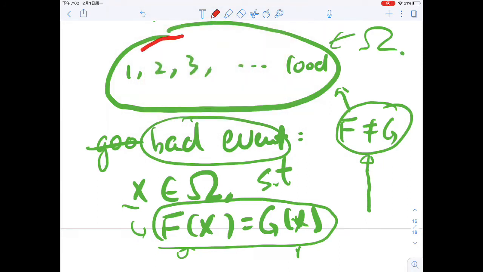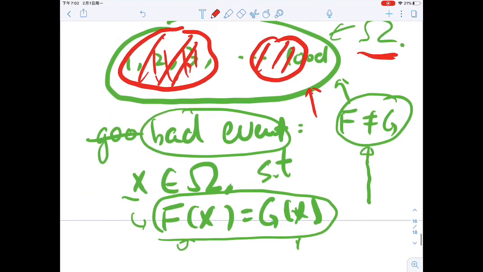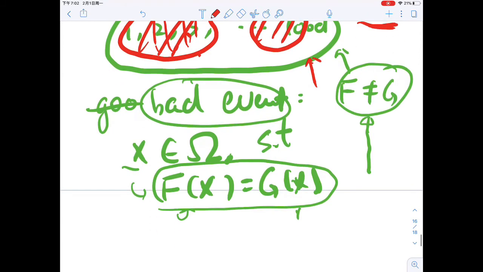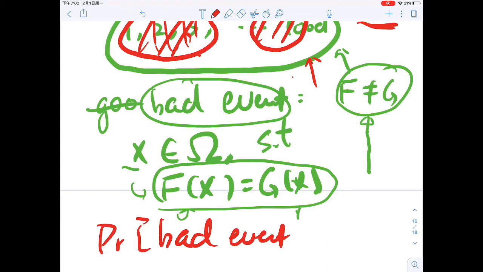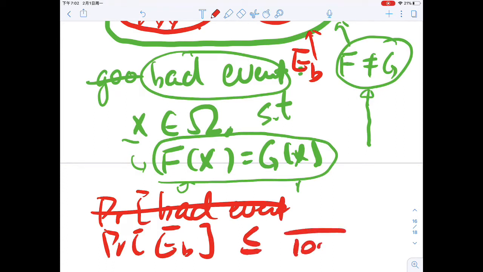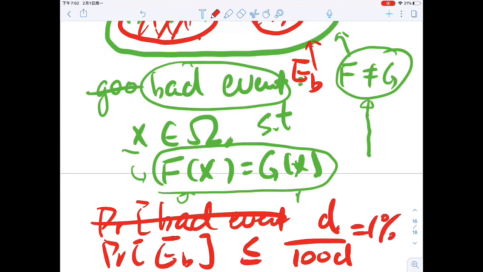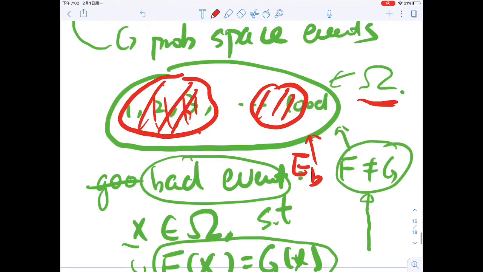So a bad event would really just be a subset of numbers. I'm just drawing some arbitrary shape here, a subset of numbers out of this entire omega set. And what we have been arguing is that the probability of this bad event, let's call it EB, is less than or equal to d divided by 100D. This is 1%.